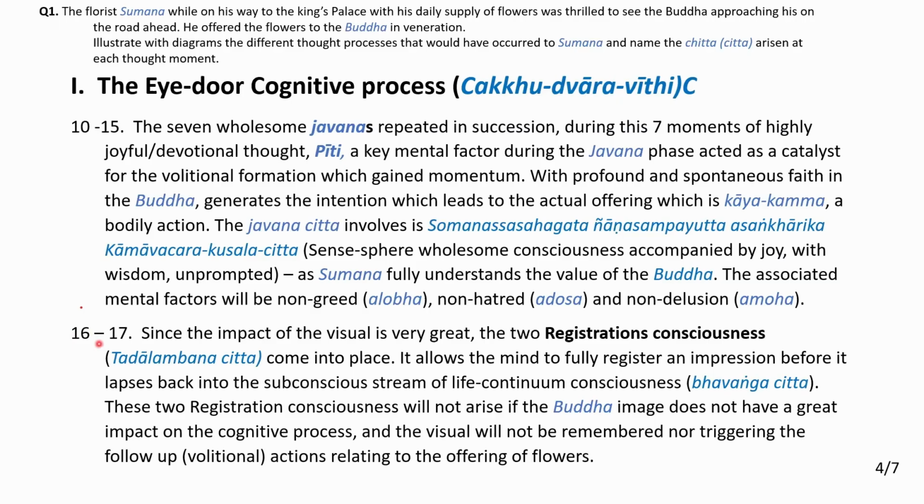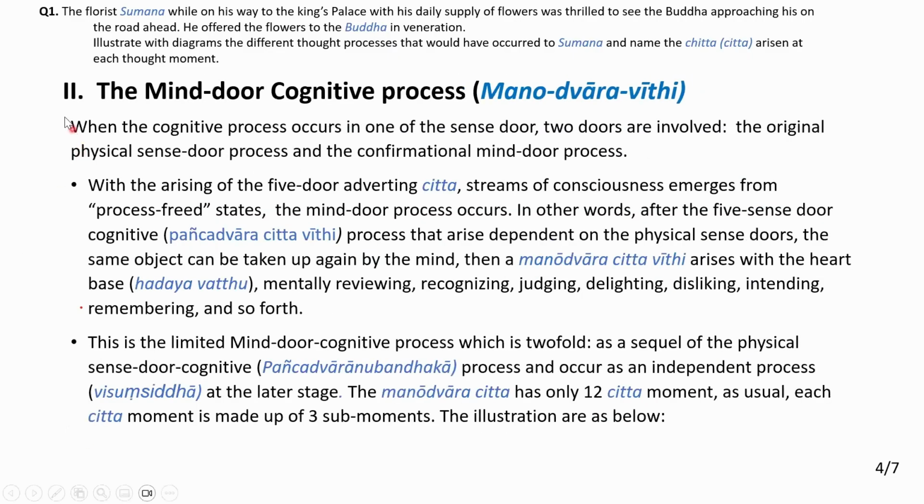It allows the mind to fully register an impression before it lapses back into the subconscious stream of life continuum consciousness. These 2 registration consciousness will not arise if the Buddha image does not give a great impact on the cognitive process, and the visual will not be remembered nor trigger the follow-up conditional action relating to the offering of flowers.